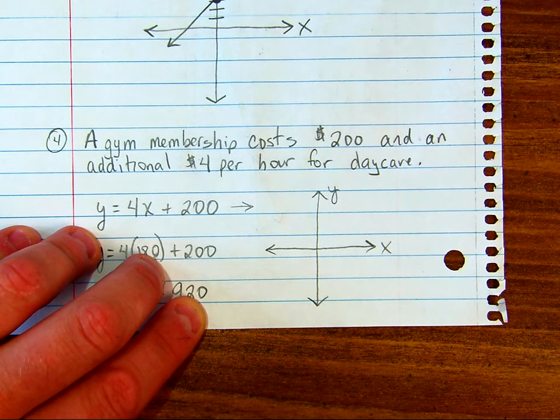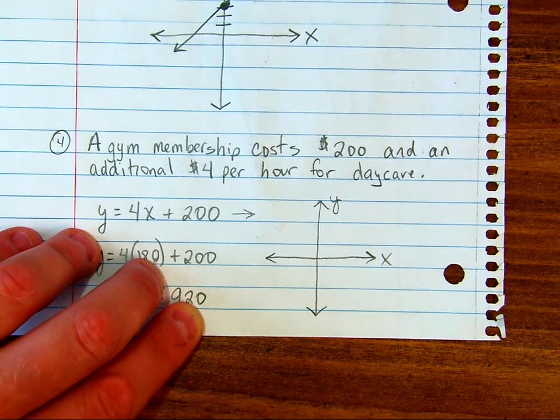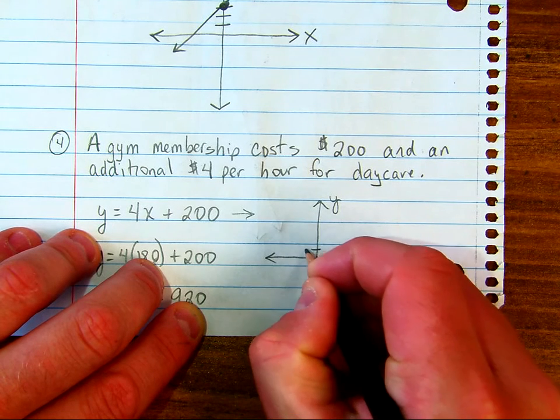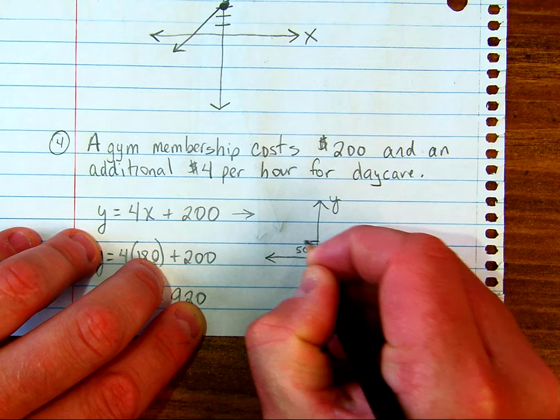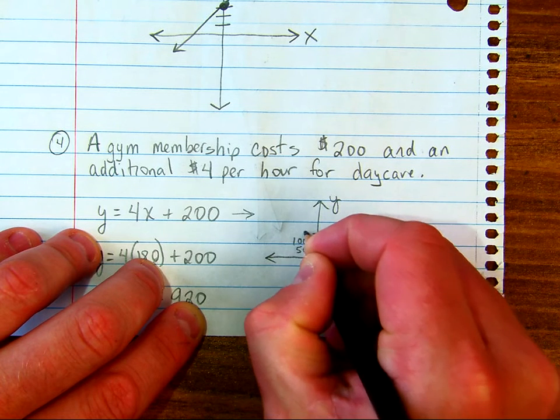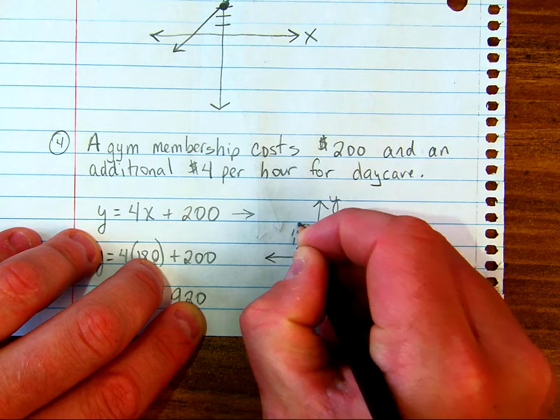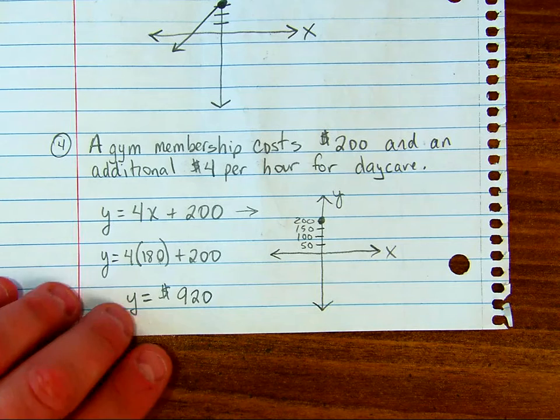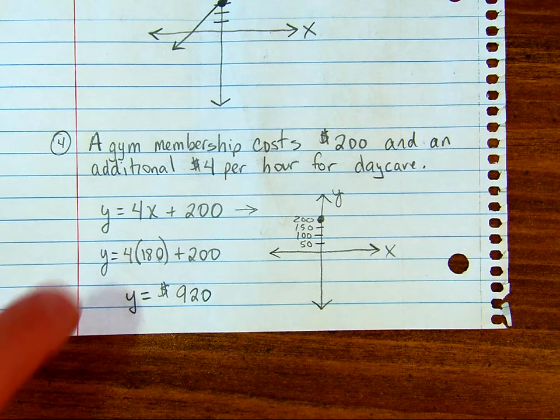I could count by 25s. I could count by 4s. I could count by 20s. Does it matter? Is Mr. Meeks going to tell you which way to do it? No. So let's say that I decided to count by 50s. So there's my 200. My slope is 4. Therefore, my unit rate is 4 over 1.